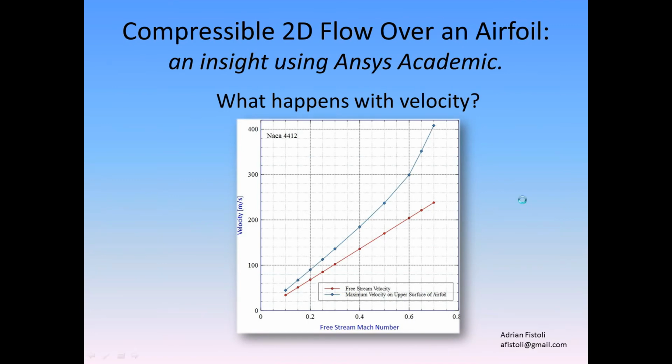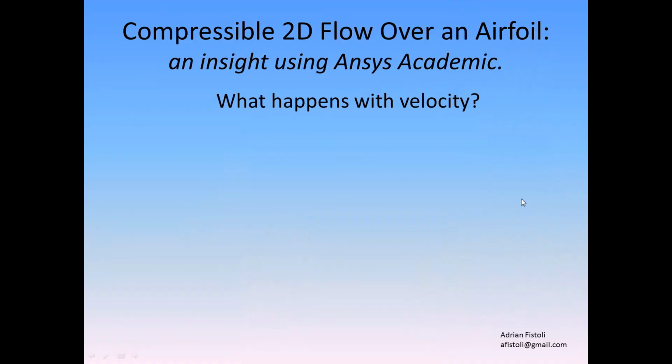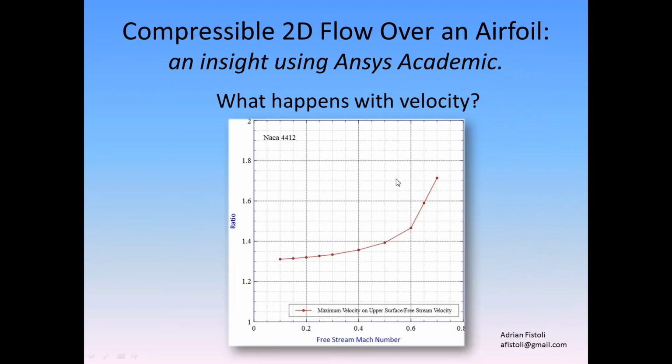So we have established that the local velocity increases more rapidly than the free stream. Now it would be interesting to know by which factor. So here comes the following plot, where we see the ratio between the two of them. It is interesting to notice that for Mach numbers below 0.3, the ratio is virtually constant, being the local velocity approximately 30% more than that of the free stream.